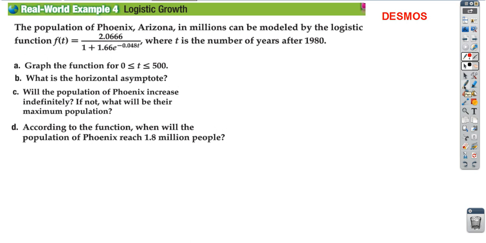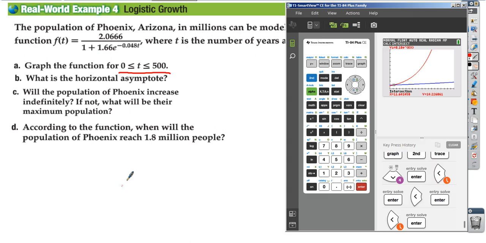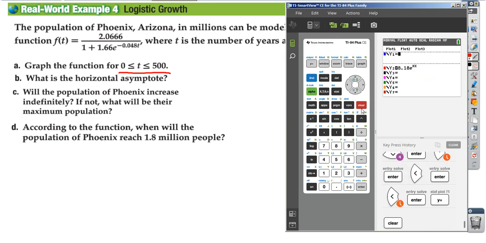Okay, and they want to know essentially a couple of things that were being asked. First of all, graph this function, so we're going to put that into the calculator. Okay, so let's put in 2.066 right here. We'll clear these other examples out right here.